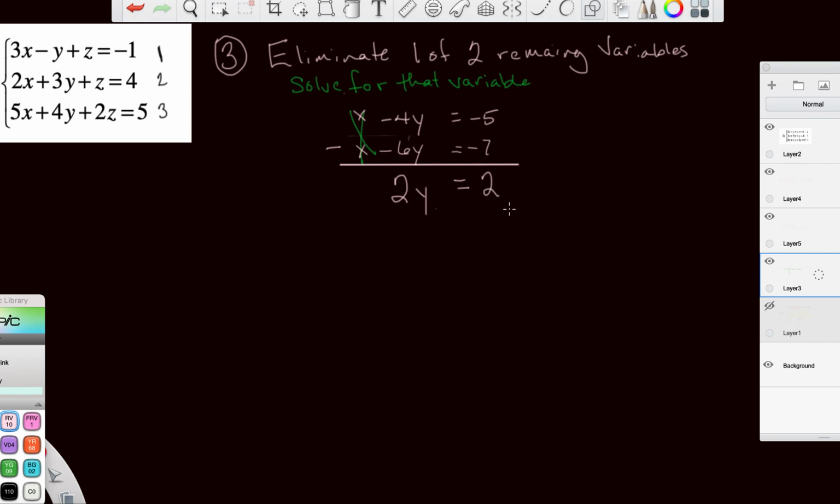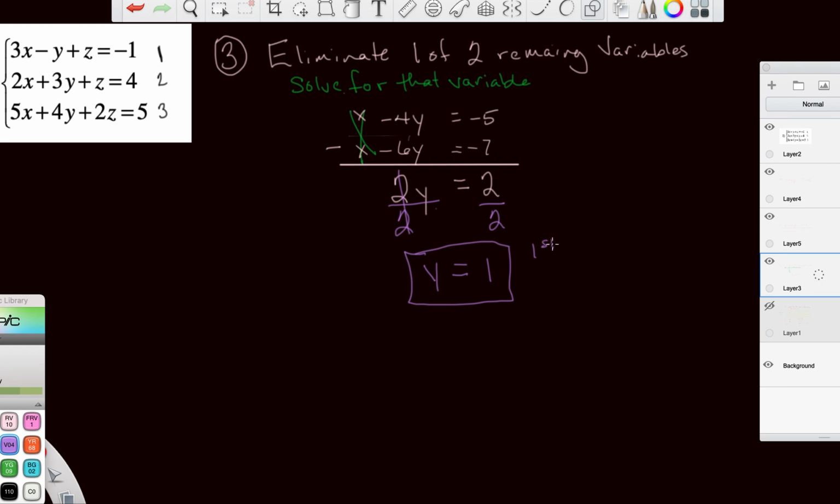Well, now we can solve for y, solve for that variable. How do we do it? We undo this multiplication with division. So we divide both sides, because that's what the property of equality states. 2 divided by 2 here just leaves me with y. I'll write it down here. Hopefully I'll have room. Equals 2 divided by 2 is 1. So y equals 1.